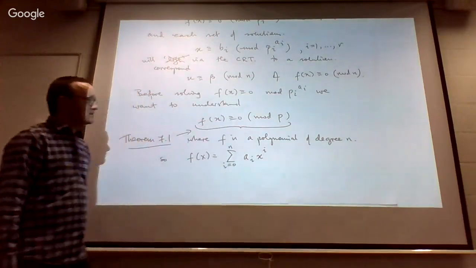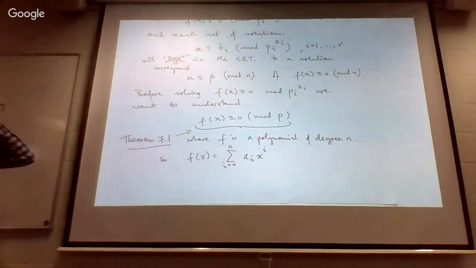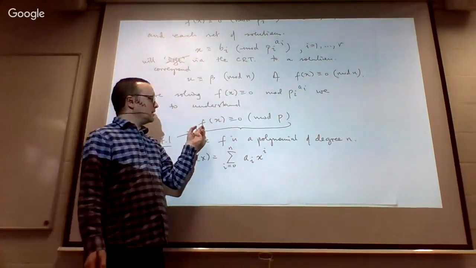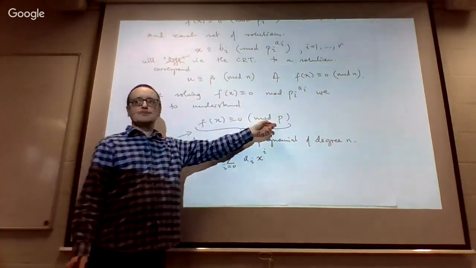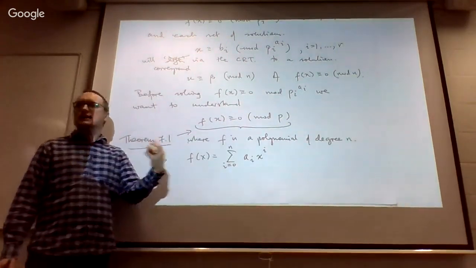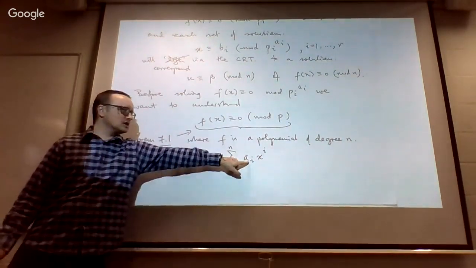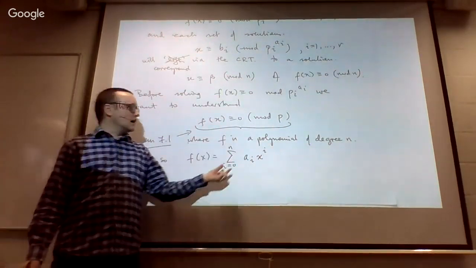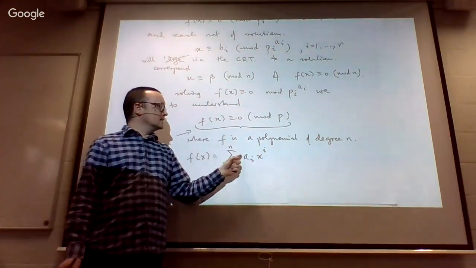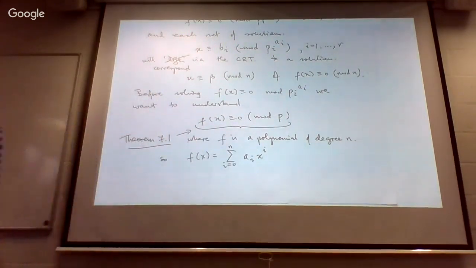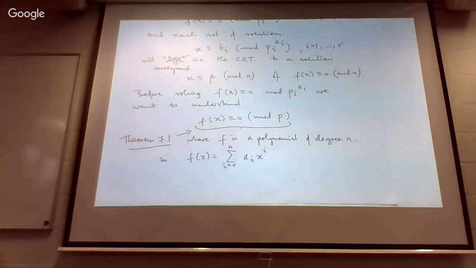It's got various coefficients. But if we're going to be considering a polynomial congruence modulo p, we want it to genuinely be of degree n. So we want to make sure that our leading coefficient a_n, the coefficient of x to the power n, is not congruent to 0 modulo p. Because then it isn't really a polynomial of degree n.